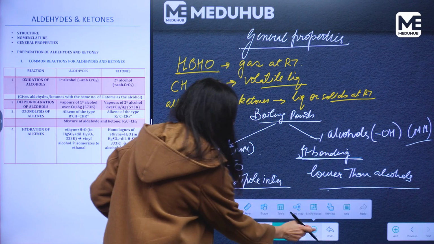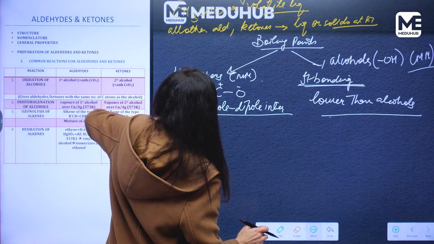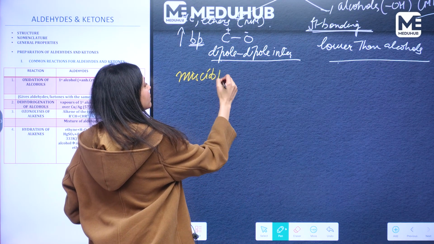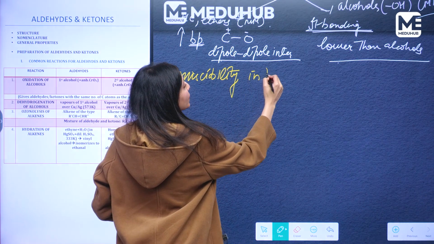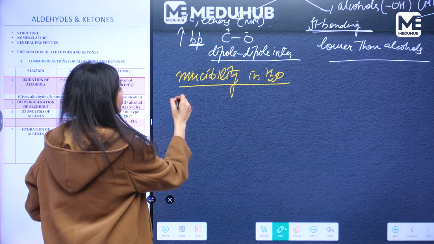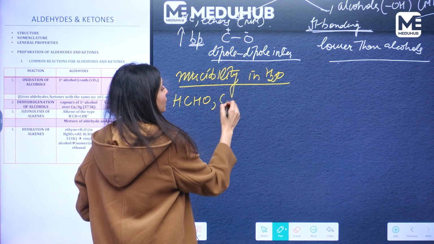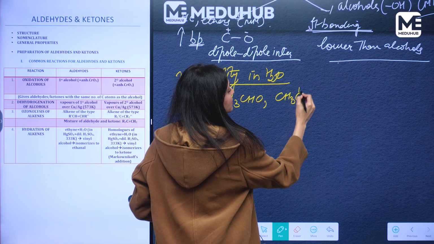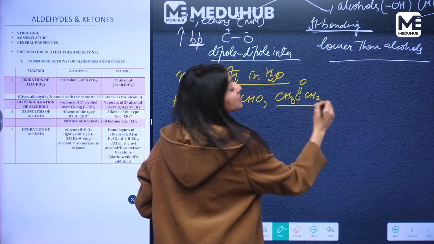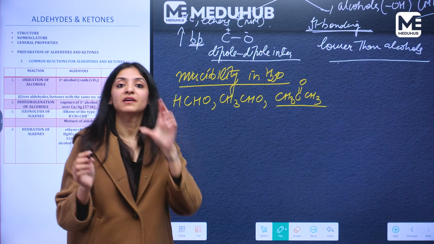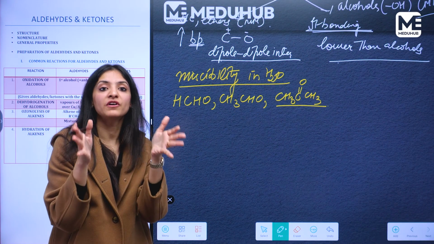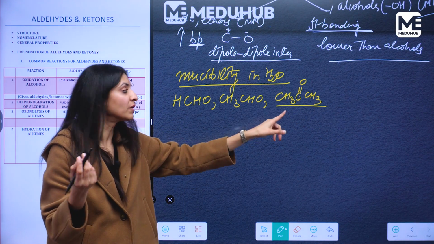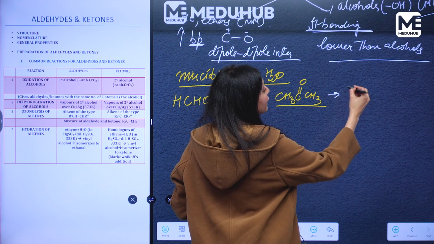If we talk about the miscibility in water, lower aldehydes like HCHO or CH3CHO or acetone, CH3COCH3, which is the simplest ketone there is, because a ketone has a carbonyl group flanked by carbon. So the minimum number of carbons in the simplest ketone is always 3. You cannot have a ketone with 1 or 2 carbon atoms. So these three are fairly soluble in water.